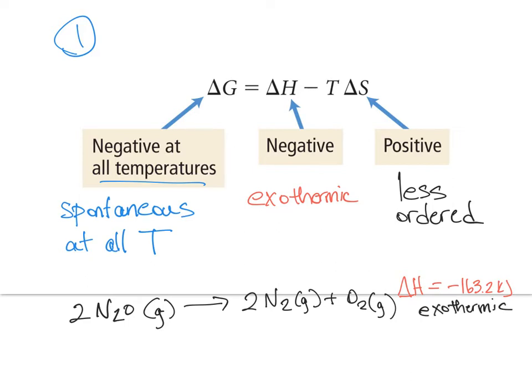I can also tell about the sign of delta S from looking at the moles of gas. 2 moles of gas on the reactant side, 1, 2, 3 moles of gas on the product side. So delta S is going to be greater than 0 because it is more disordered, or less ordered is the other way to say that, on the product side. So these reactions are always spontaneous.